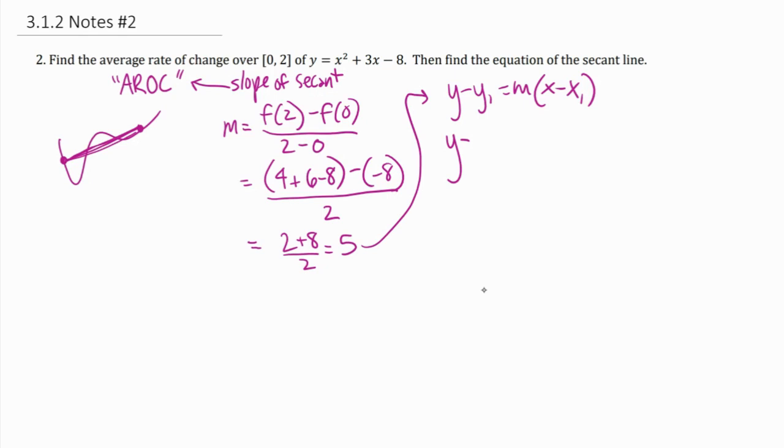So that'd be y minus negative 8 is equal to m, our AROC, average rate of change, times x minus 0. And I'm just going to leave my answer like that. It is point slope form of a line.